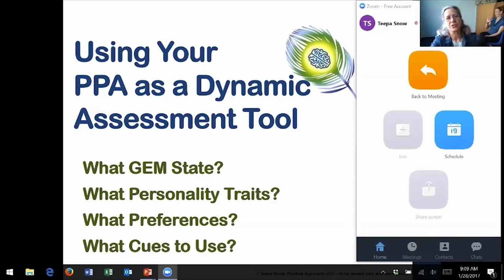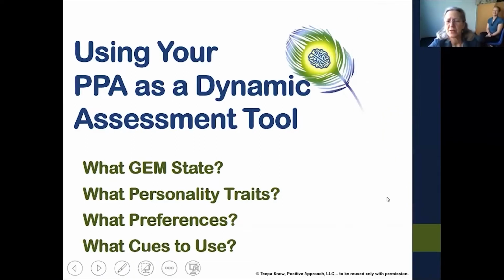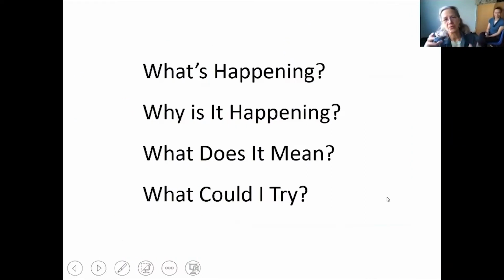The reason we're going to do all this is that by doing it, we're figuring out what's happening, why it's happening, what it means for the interaction and the potential outcome, and what could I try. Given what I figured out, what could I try to make this work, make it better, change what I'm doing, modify what's going on? And I can only do that if I'm paying careful attention as I'm doing it.